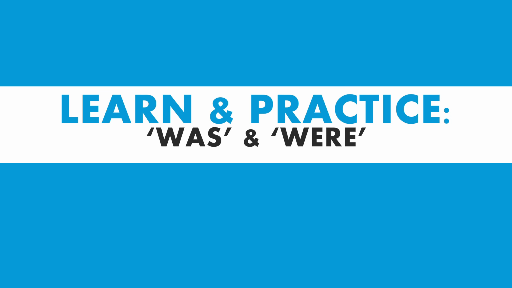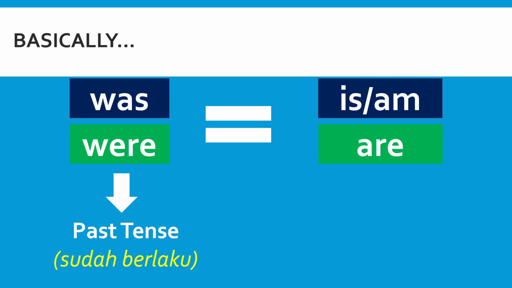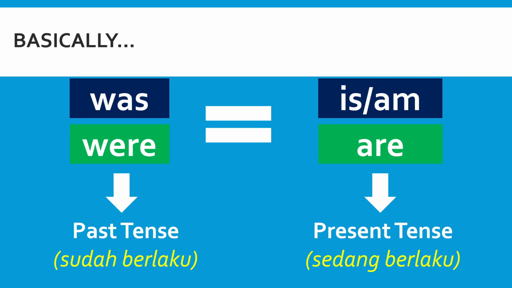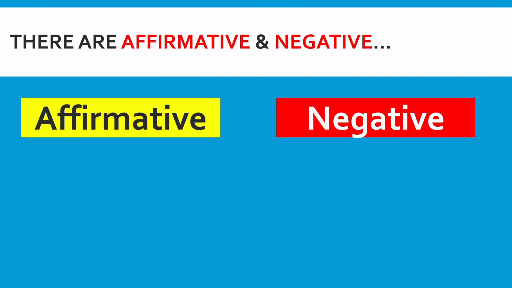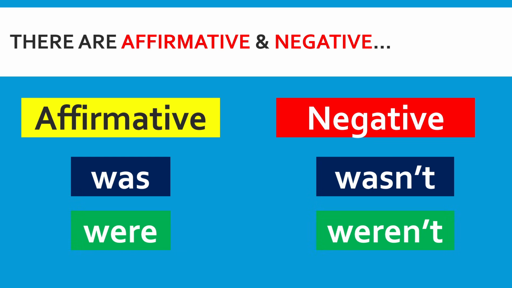Now, let's move on to the final stage of our activity today, which is to learn and practice "was" and "were". Basically, "was" and "were" mean the same as "is", "am", or "are". The only difference is that "was" and "were" are used for past tense and "is", "am", and "are" are used for present tense. Just bear in mind that "was" is the past tense for "is" or "am", and "were" is the past tense for "are". There are affirmative and negative forms for "was" and "were". For affirmative, we use "was" and "were", and for negative, we use "wasn't" and "weren't".